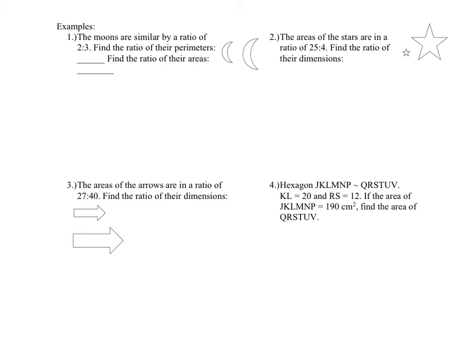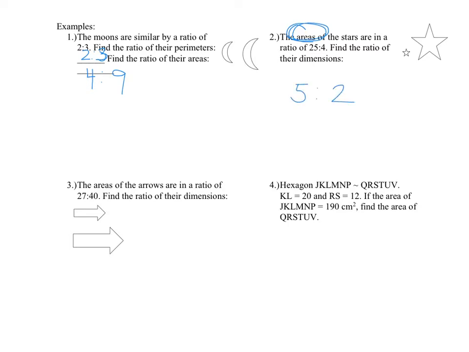Okay, so here we have 4 problems we're going to work through. The moons in this picture are similar by a ratio of 2 to 3, so the ratio of their perimeters would also be 2 to 3, and the ratio of their areas would be 4 to 9. You would just square that. Okay, the areas of the stars. So notice here we're given the areas. The areas of the stars are in a ratio of 25 to 4. We want to find the ratio of the dimensions. So to do that, you would take the square root, because we're going to work backwards. You would take the square root of each of them, and so the ratio would be 5 to 2.